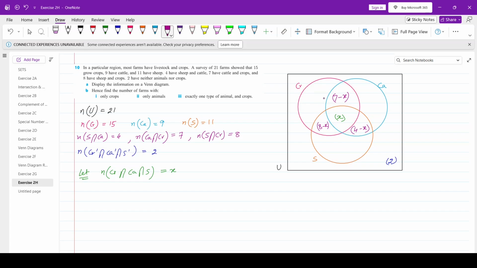Now, the number over here will be 15 minus this minus this minus this. So let's calculate 15 minus 7 minus X minus X minus 8 minus X. So this is going to be 15 minus 7 plus X minus X minus 8 plus X. So this will be 15 minus 7 minus 8 is going to be 0, and this X will cancel this X out. So the remaining part will be X. So here we'll have X.